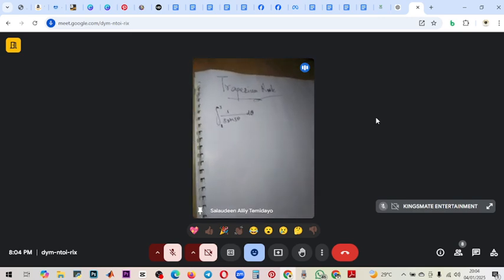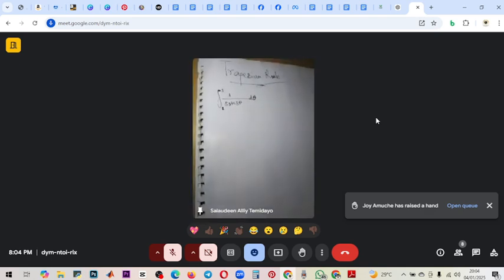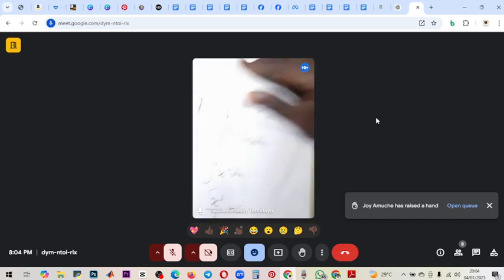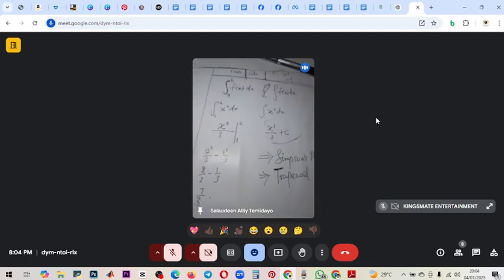We all know that. So I'm going to be using the trapezium rule to solve. Okay, Mrs. Joy, the example you solved before now, is it related to the trapezium rule? Are you using that one to explain the trapezium rule? This is normal integration. This is how we integrate originally.